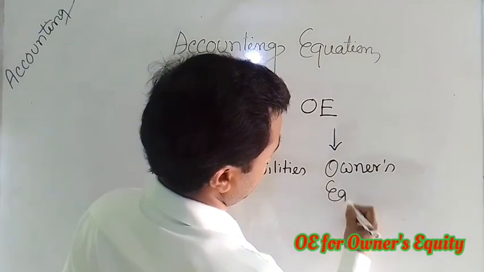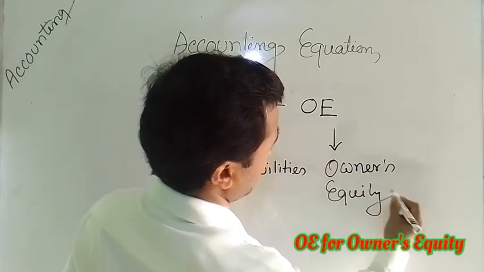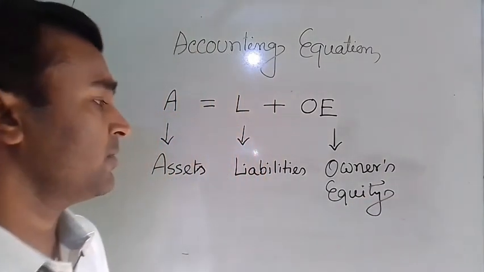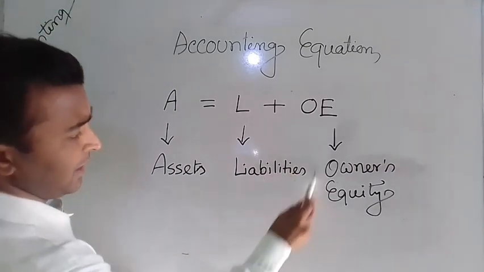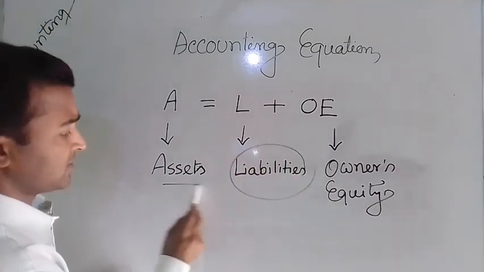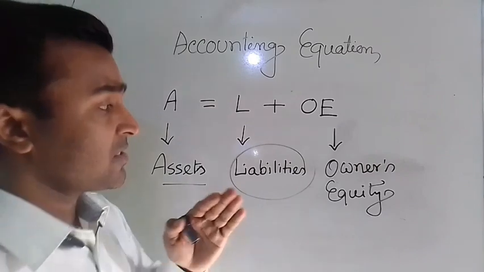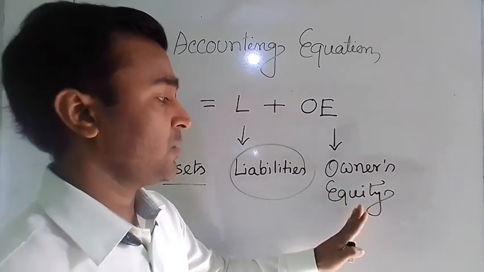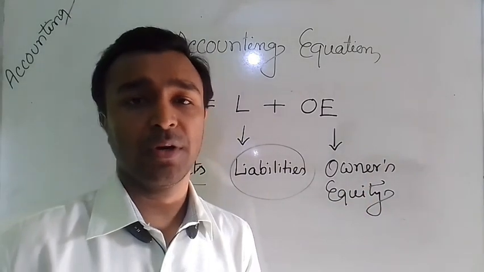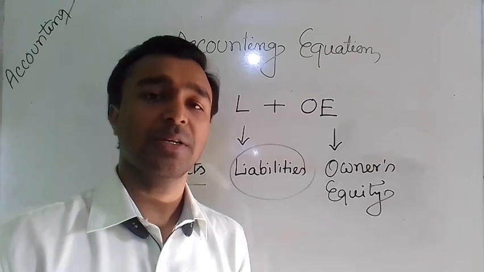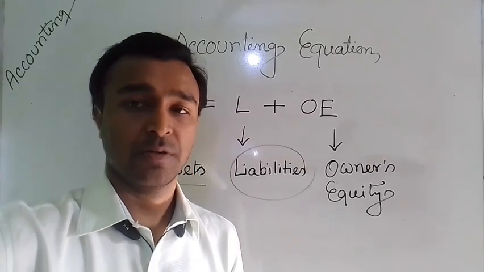owner's equity. So what is the definition of owner's equity? If you deduct the liability from the entire asset of the business, the rest amount will be called owner's equity. I mean, the claim of the owner is called owner's equity. You can easily say that is also correct.